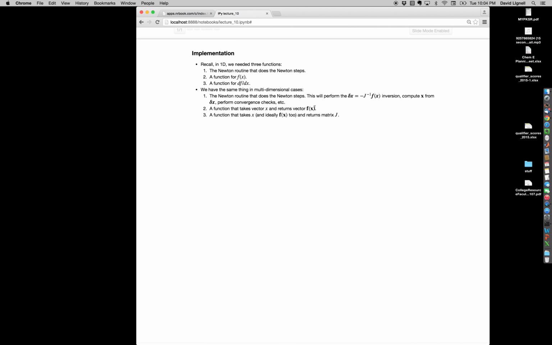And then finally, we need a function that takes x. We pass in the x vector, and ideally we also pass in the function too, if needed, and it returns the Jacobian matrix J.